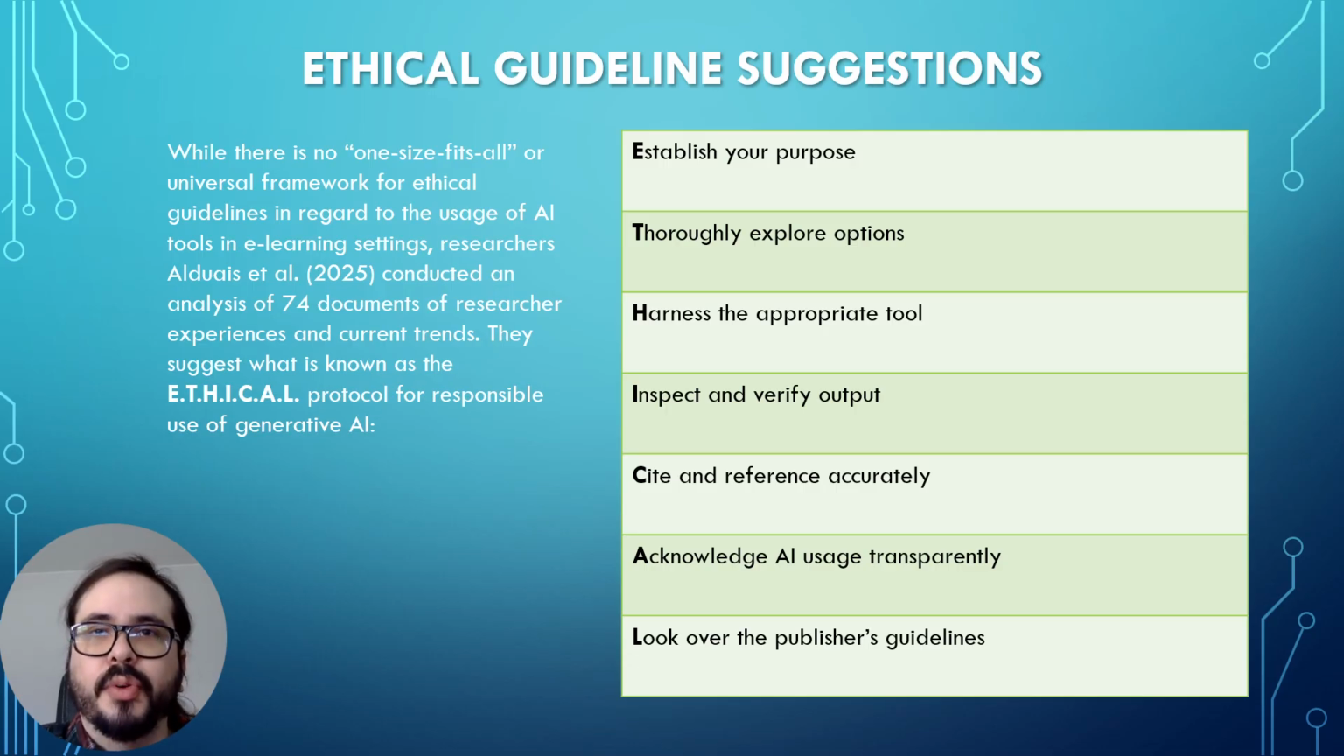After selecting the tool, using it correctly. Inspect and verify output is when one should verify that the selected tool should be used for the appropriate context. This involves incorporating and testing AI tools for application. So this is very important because if you don't use a tool correctly, it can stray you in the wrong path. Next is cite and reference accurately.